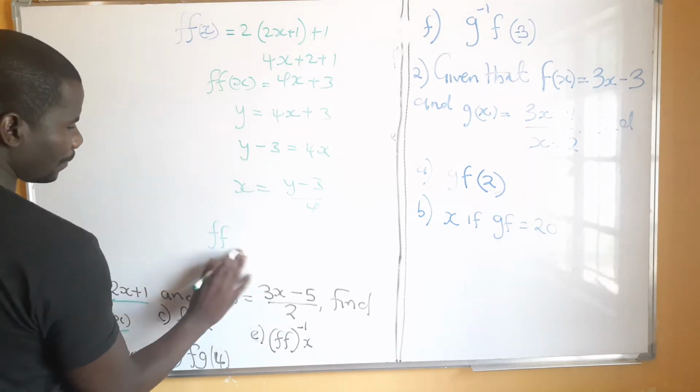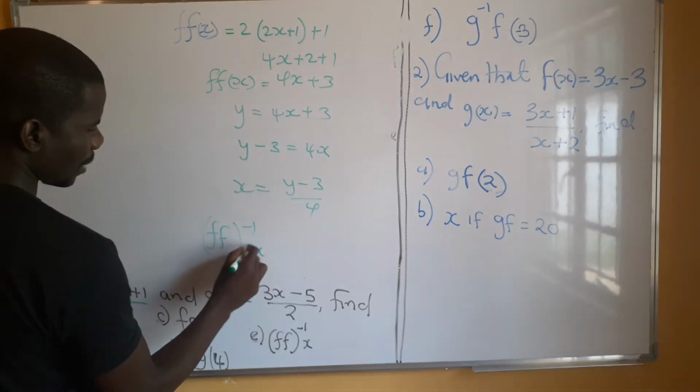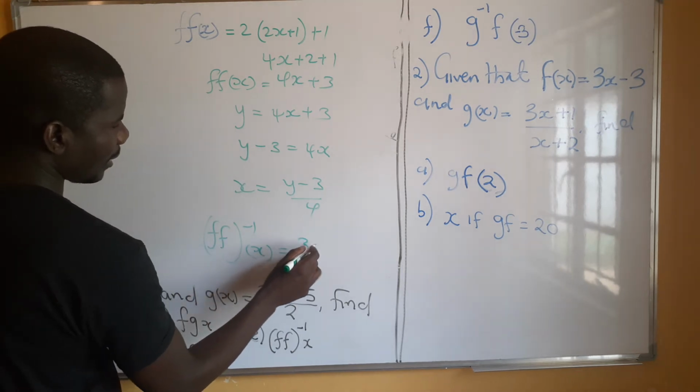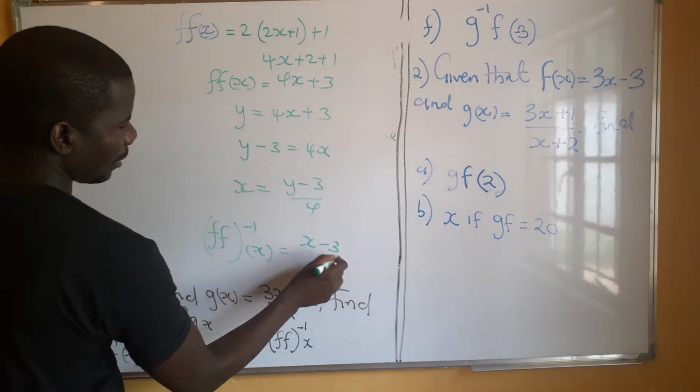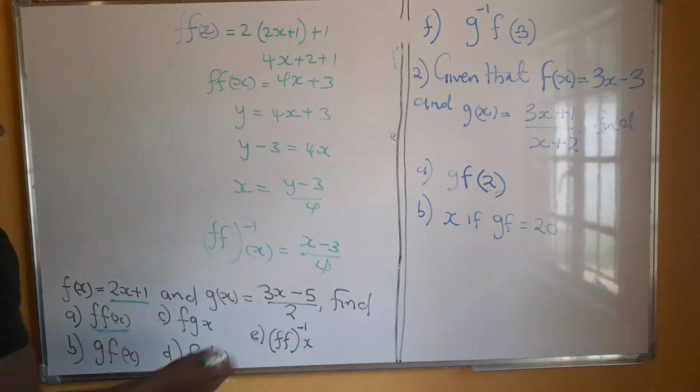How is it? It's going to be x minus 3 over 4. This is what is going to be our answer.